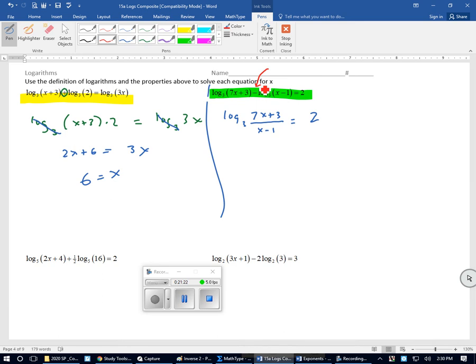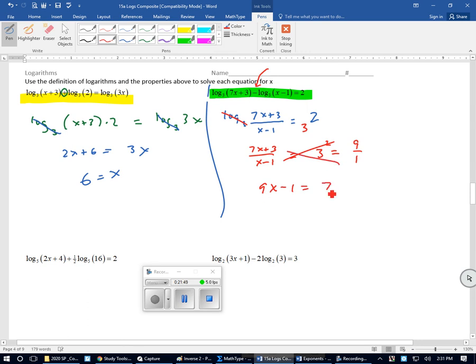Now, I don't have a log to cancel on both sides, so I'm going to have to use a base of 3, and that's going to give me (7x plus 3) over (x minus 1) equals a base of 3 squared, which is 9. Remember, when you cancel the log, you get a base on the other side. So, cross multiplying, 9 times (x minus 1) equals 7x plus 3, 2x equals 4, x equals 2.